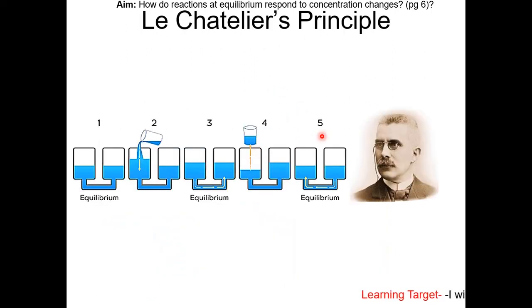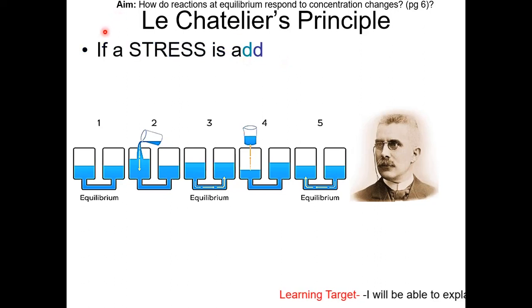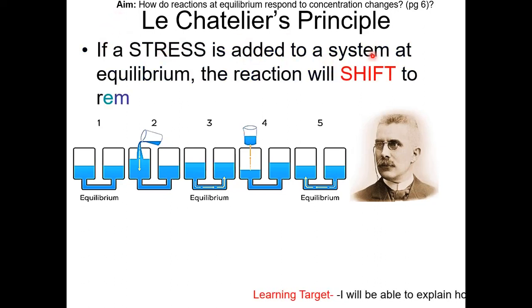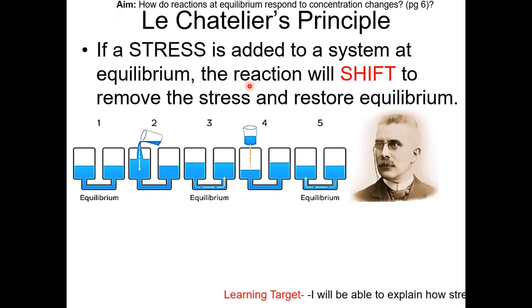In order to understand how stress can affect a system at equilibrium, we'll be talking about Le Chatelier's principle, which is: if a stress is added to a system at equilibrium, the reaction will shift to remove the stress and restore equilibrium. If we look at this example over here, initially we have a system at equilibrium. Whether we add water or remove water, we disrupt the system, and the system will work to restore equilibrium.